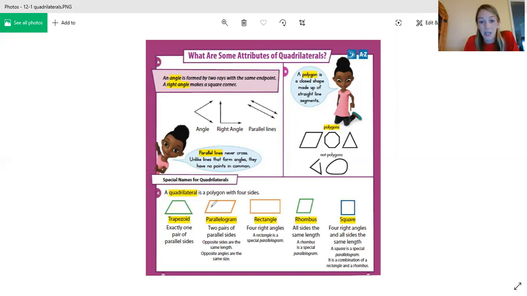Okay, now let's look at this parallelogram. The definition of a parallelogram says 2 pairs of parallel sides. Okay, so we can see this line is parallel to this line. There's 1 pair. And this line is parallel to this line. So there's 2 pairs of parallel sides.